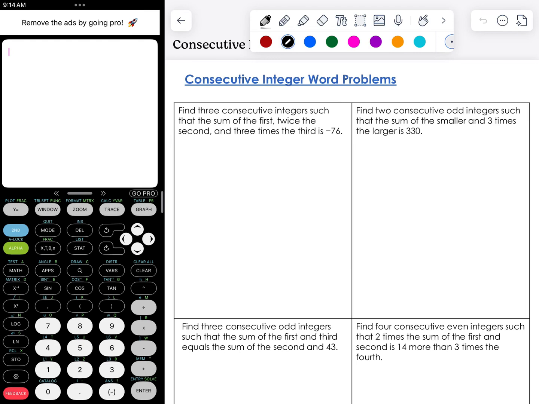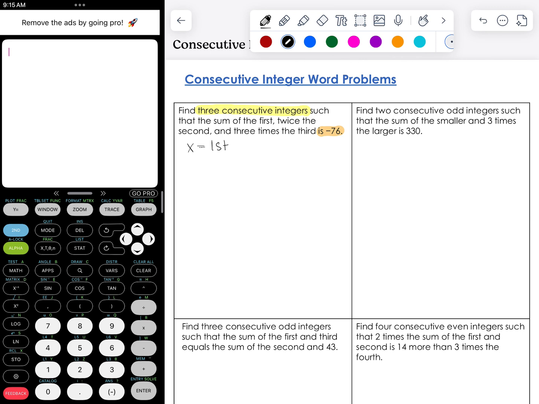Consecutive integer word problems. Find 3 consecutive integers such that the sum of the first, twice the second, and 3 times the third is negative 76. There's a lot going on in here.